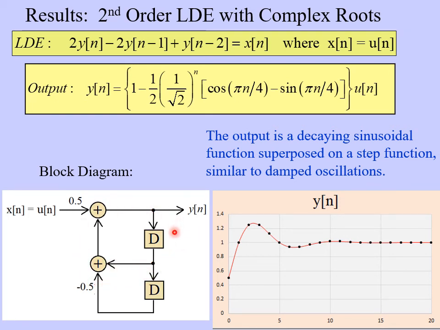And what this thing does, if you put a step function into it, it's going to spit out this sequence here, which looks something like this. It's a decaying sinusoidal function, which is this part, superimposed on top of a step function. That's the one here out in front, which gets multiplied by the u of n. So the step function jumps up to 1 and goes straight across. And then on top of that, there's this decaying sinusoidal function, which you can see in the plot there.